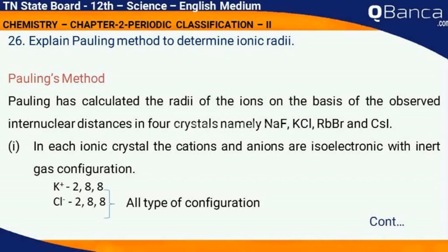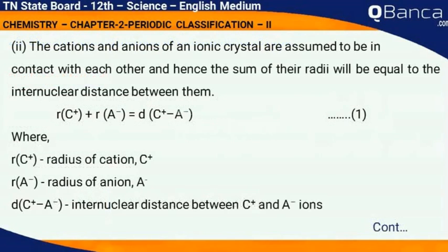In each ionic crystal, the cations and anions are isoelectronic with inert gas configuration: K+ 2,8,8, Cl- 2,8,8. The cations and anions of an ionic crystal are assumed to be in contact with each other, and hence the sum of their radii will be equal to the internuclear distance between them.